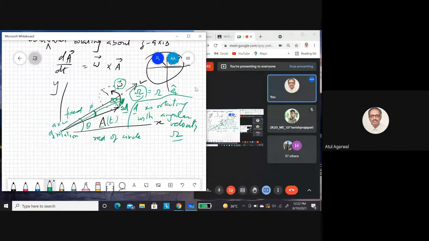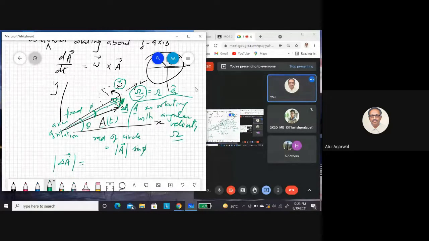So the radius of the circle is equal to the magnitude of vector A into sin phi, the angle between the axis of rotation and vector A. You see, you have drawn a perpendicular to the axis of rotation. So this diagonal becomes the magnitude of vector A. So this radius will be mod A sin phi. So this becomes the radius of the circle. So what will be the magnitude of delta A? Lavish, what will be the magnitude?